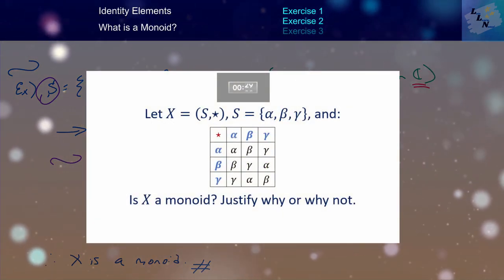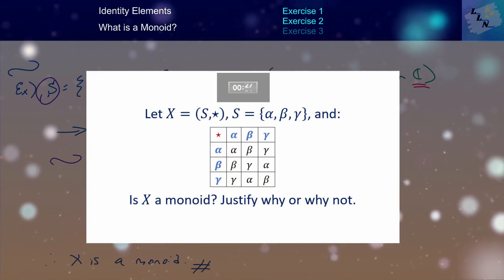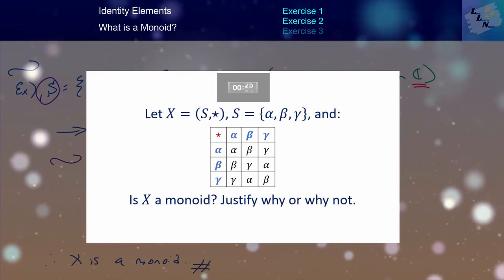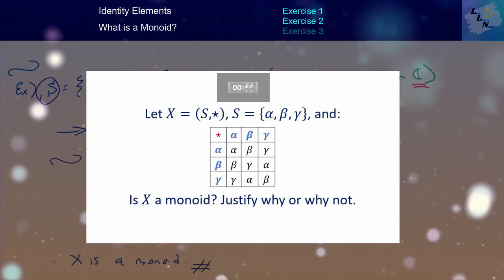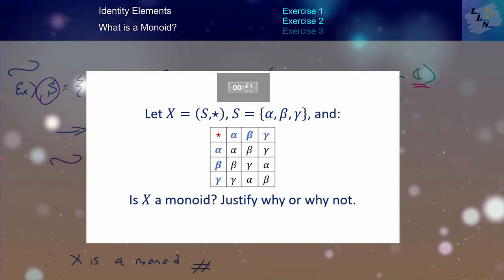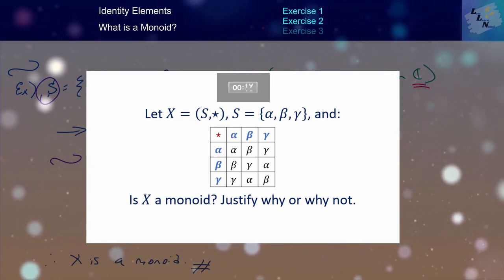Let X be S star, and let S contain alpha, beta, gamma, and define star on S by the following table. Is X a monoid? Justify why or why not.